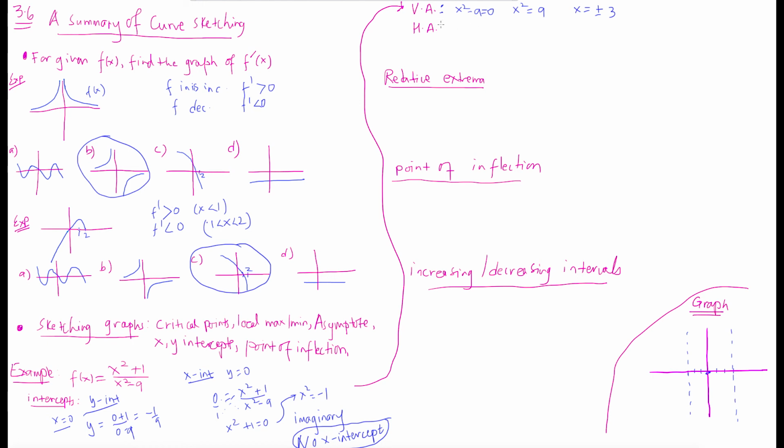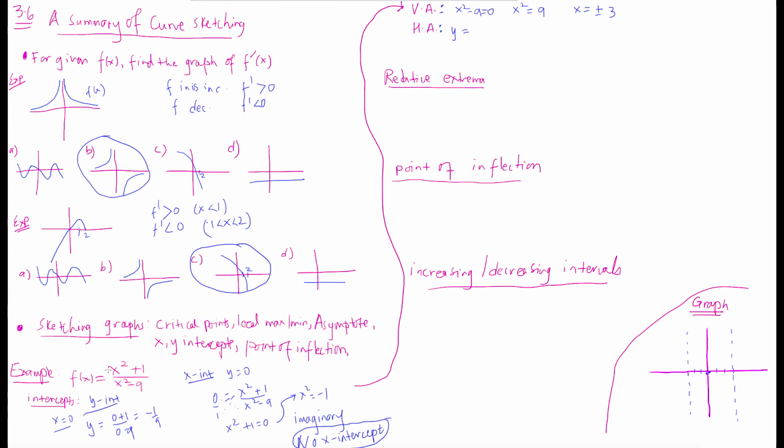How to find the horizontal asymptote? Do you remember that? Horizontal asymptote is similar to finding the limit at infinity. What is the degree of the top? It is 2. Degree of the bottom is 2. So they have equal degree, right? So what is the horizontal asymptote? It will be y equals, you find the ratio of the leading coefficients.